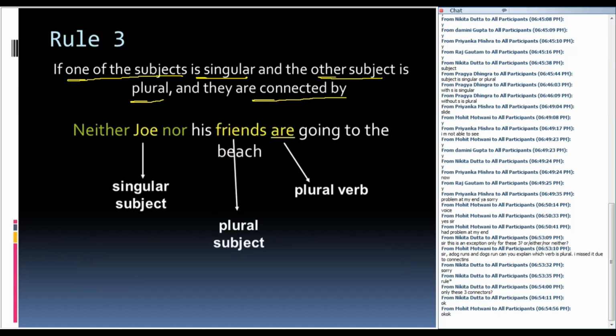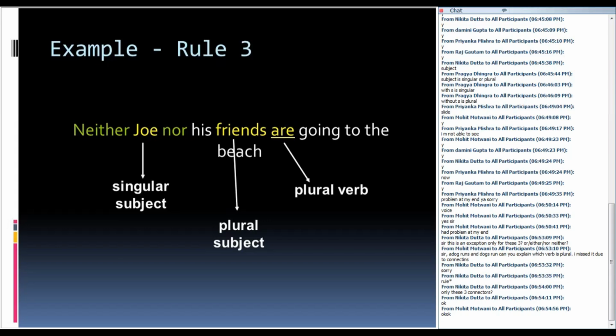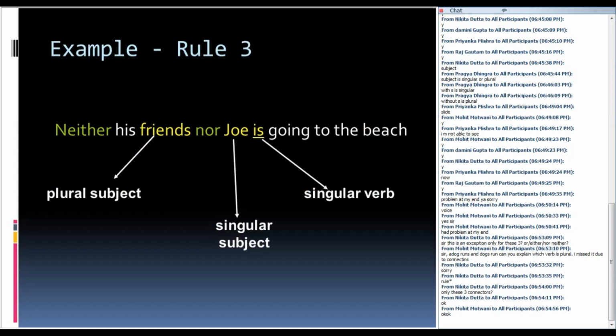Some examples are here. Neither Joe nor his friends. Okay, one is singular, one is plural. Joe is singular, friends is plural. Neither Joe nor his friends are going to the beach. Why are? Because this verb is closer to the plural subject. But I can rearrange this sentence, and then everything will change. I can write it like this. Neither his friends nor Joe is going to the beach. Why is? Because it's closer to Joe, which is singular.